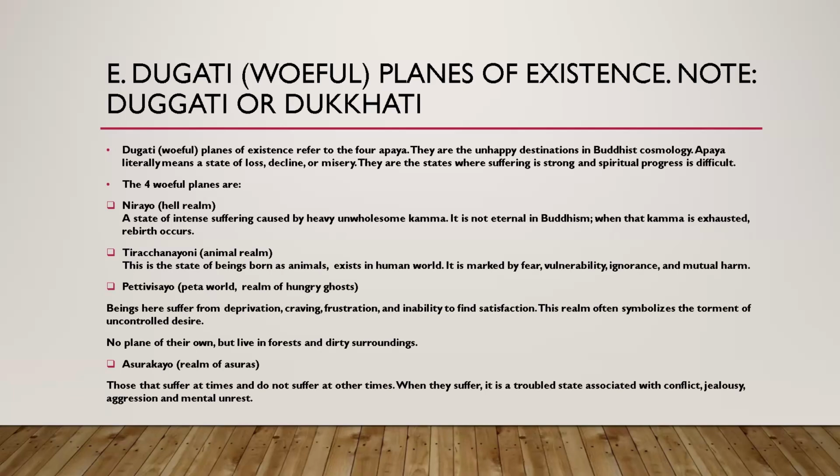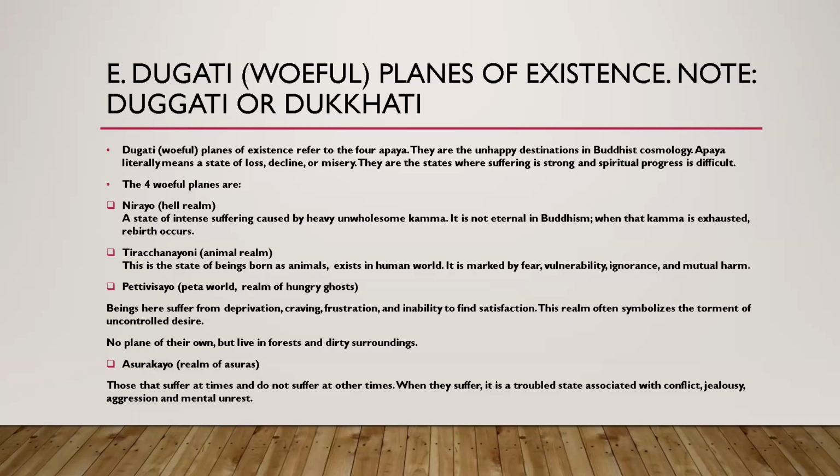The woeful states are Niraya, the hell realm, a state of intense suffering caused by heavy unwholesome karma. It is not eternal in Buddhism. When that karma is exhausted, rebirth occurs. Tiracchana yoni, the animal realm. This is a state of beings born as animals, existing in the human world. It is marked by fear, vulnerability, ignorance, and mutual harm.